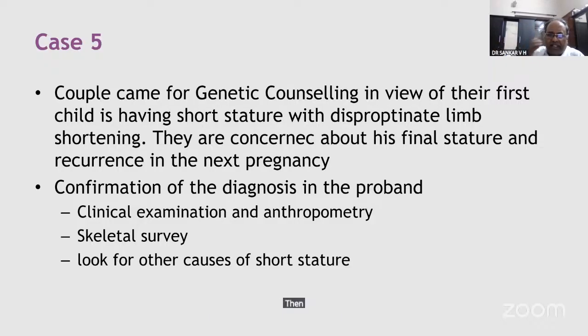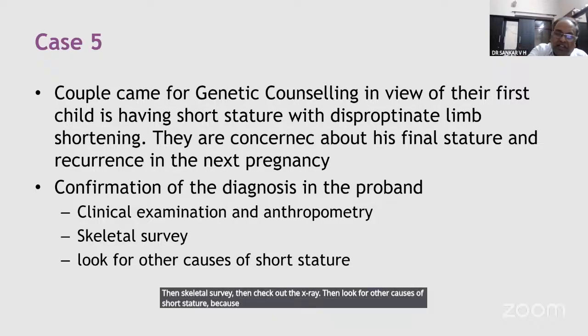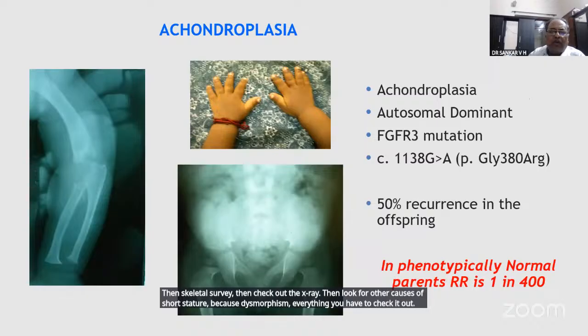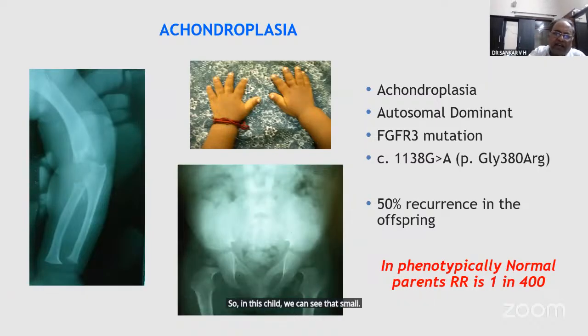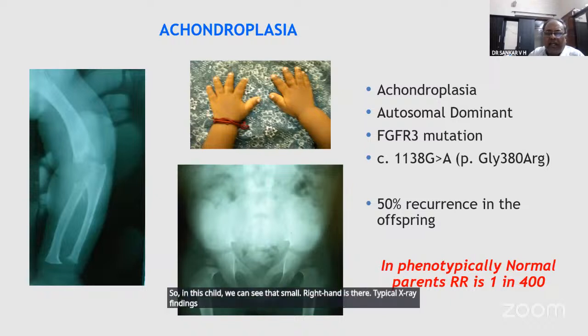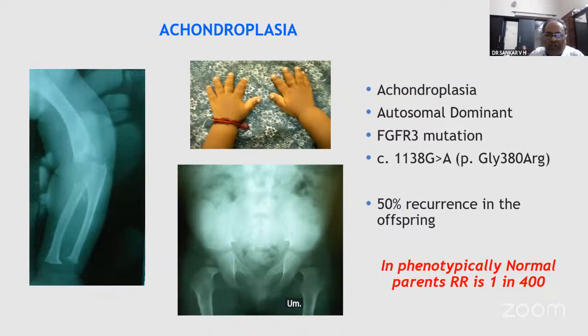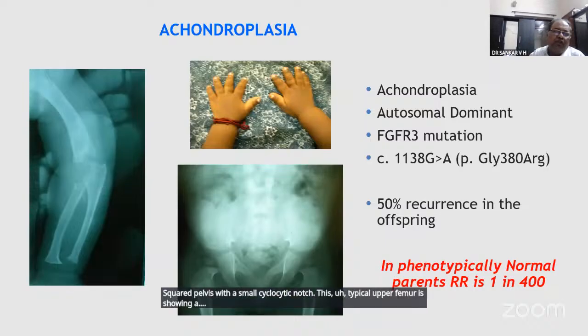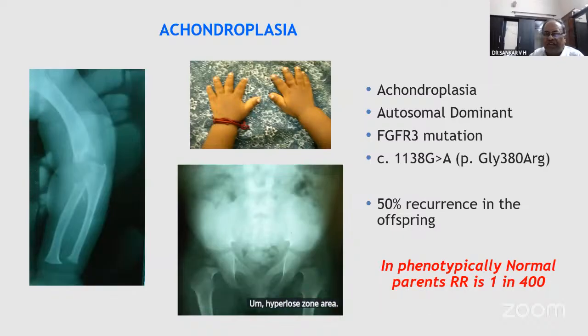Then skeletal survey, then check the X-ray, then look for other causes of short stature, because dysmorphism, everything you have to check out. So in this child, we can see a small trident hand is there, and typical X-ray findings of squared pelvis with a small sacrosciatic notch, a typical upper femur showing a hyperlucent area, very small long bones, etc. So it's achondroplasia. Most people get diagnosed with achondroplasia, but every skeletal dysplasia is not achondroplasia. That is a very important thing you should know.